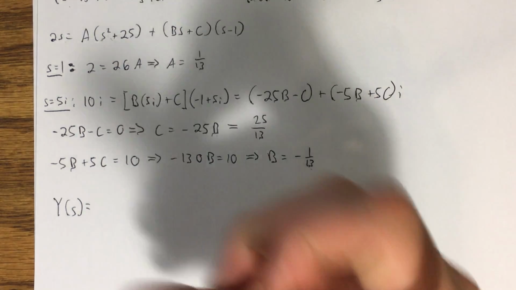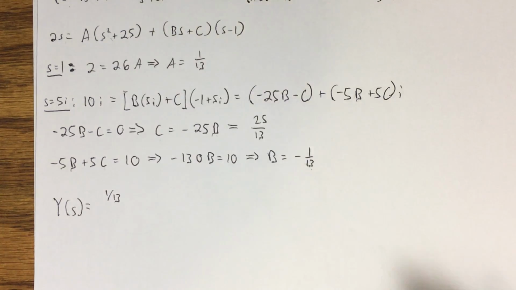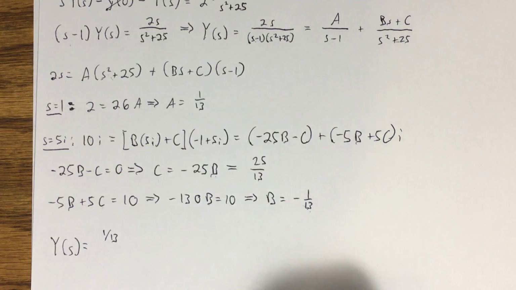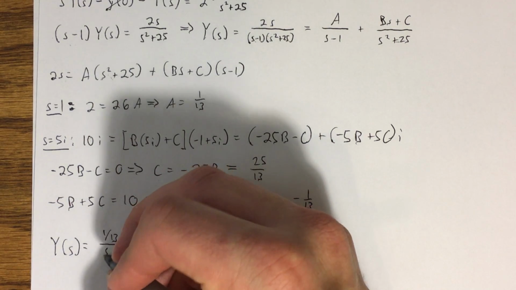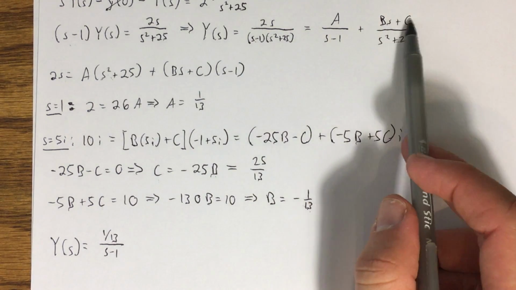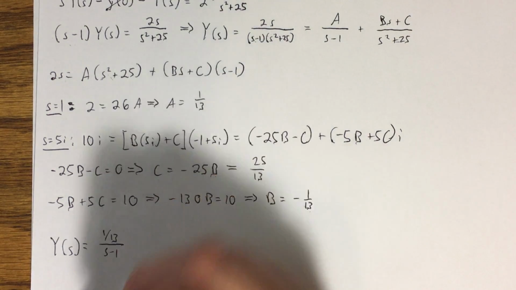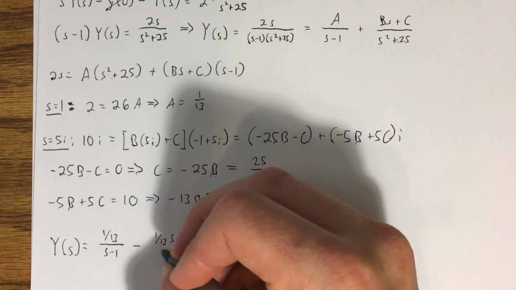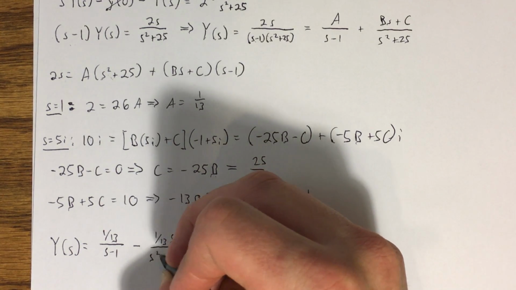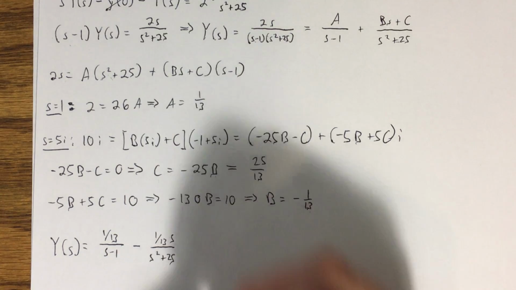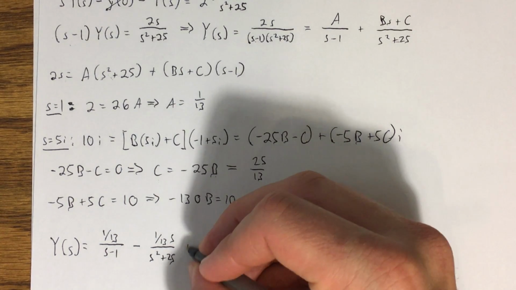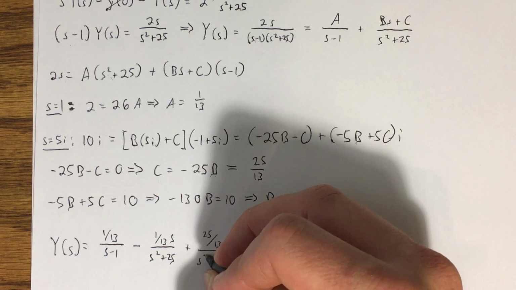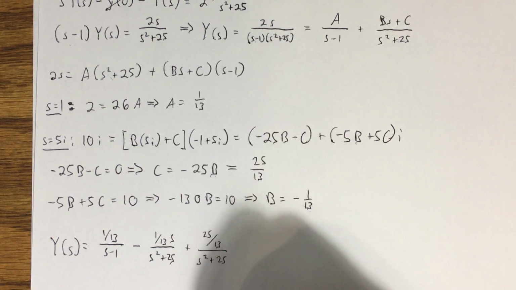So that means Y(s) is equal to A over s minus 1, and A we found was 1/13. Remember, I'm plugging my A, B, and C into this. So I get 1/13 over s minus 1. Again, we're going to split that into two. So this becomes plus B, which is actually minus 1/13, s over s squared plus 25, plus C, which was 25/13, over s squared plus 25.